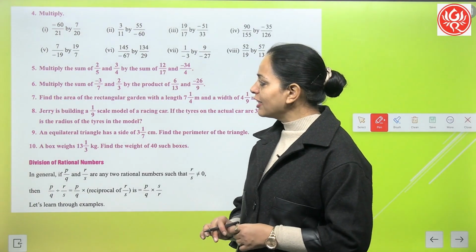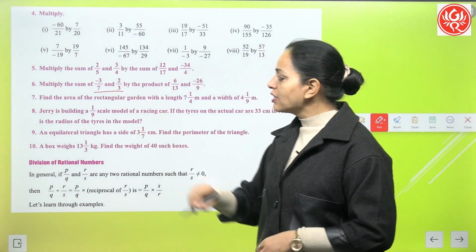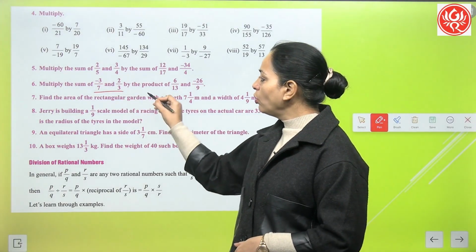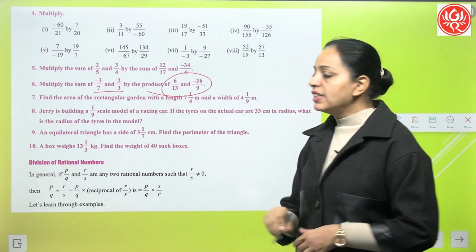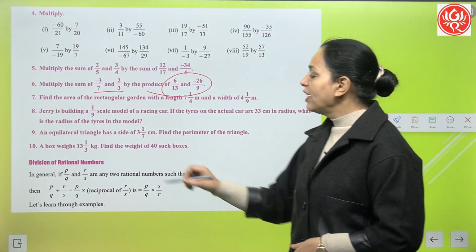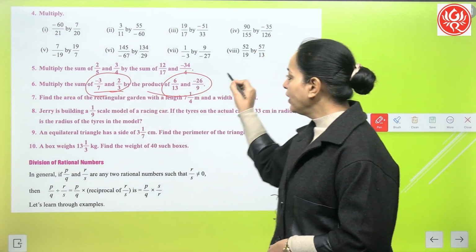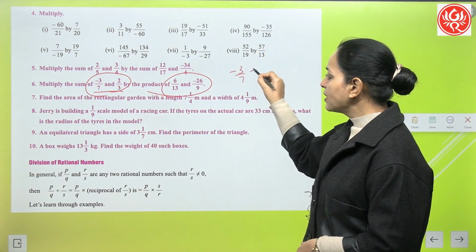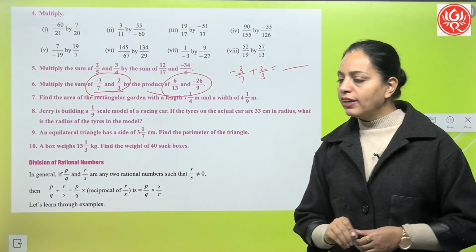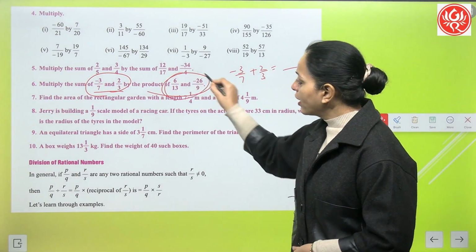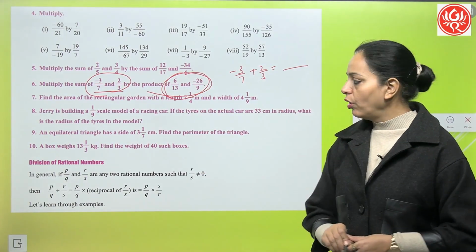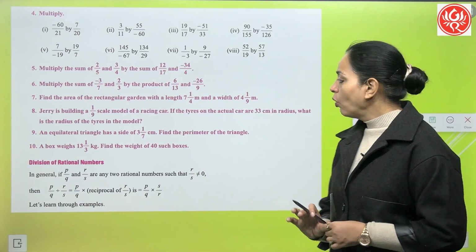Now here see the sixth question. Multiply the sum of minus 3 upon 7 and 2 upon 3 by the product of 6 upon 13 and minus 26 upon 9. यानी इन दोनों का सम फाइंड करना है. minus 3 by 7 plus 2 by 3. फर्स्ट इन दोनों को आप ऐड करेंगे, फिर इनके प्रोडक्ट से मल्टीप्लाई करेंगे इनके सम को, राइट? सो ट्राई दिस वन on your own.